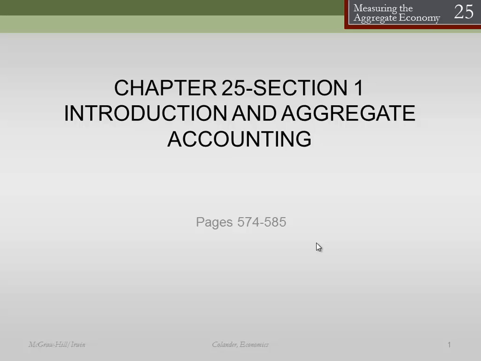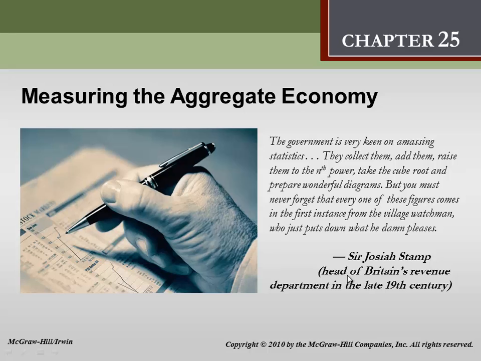Okay, let's get started with the introduction to Chapter 25. In this chapter, we're going to talk about measuring the aggregate economy, or in other words, national income accounting. Now, this isn't the most, what's the right word, exciting of all topics in macroeconomics, but it's a really important one because this is the basis of where we get our data, how we actually measure our data in order to analyze how the macro economy works.